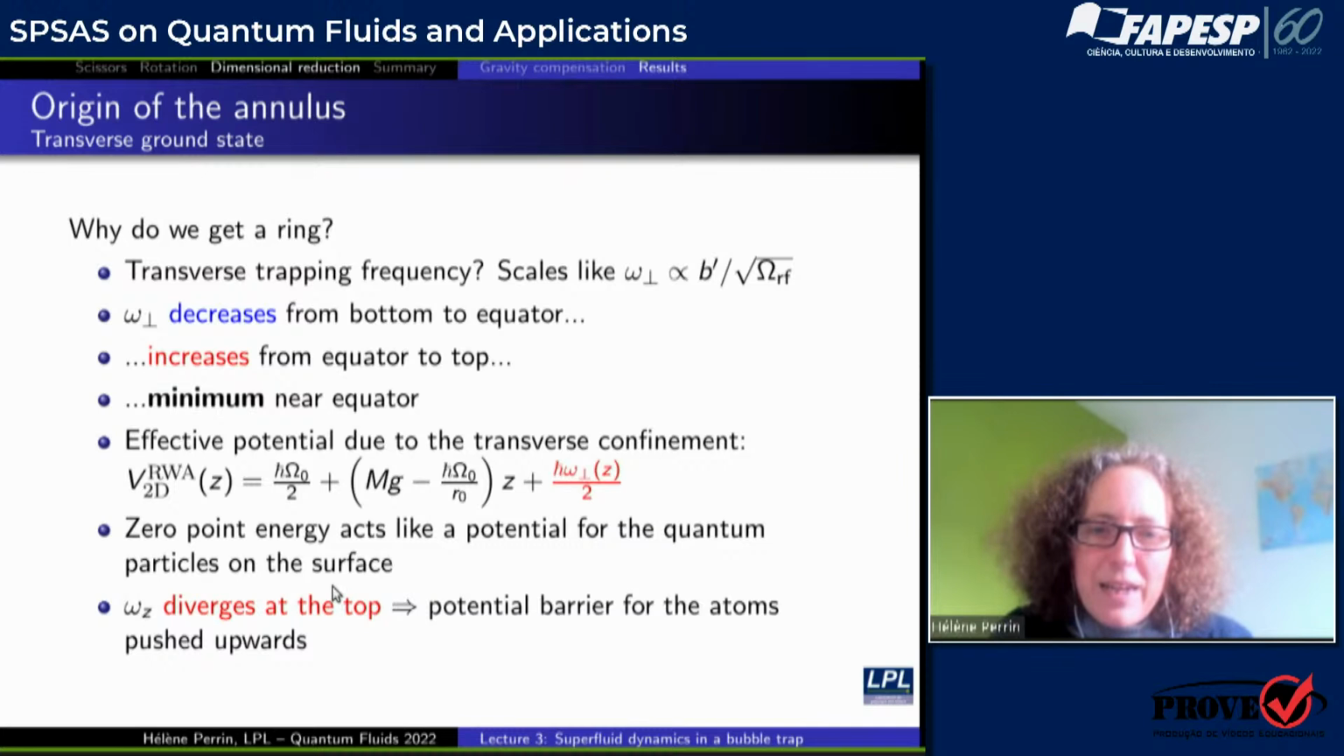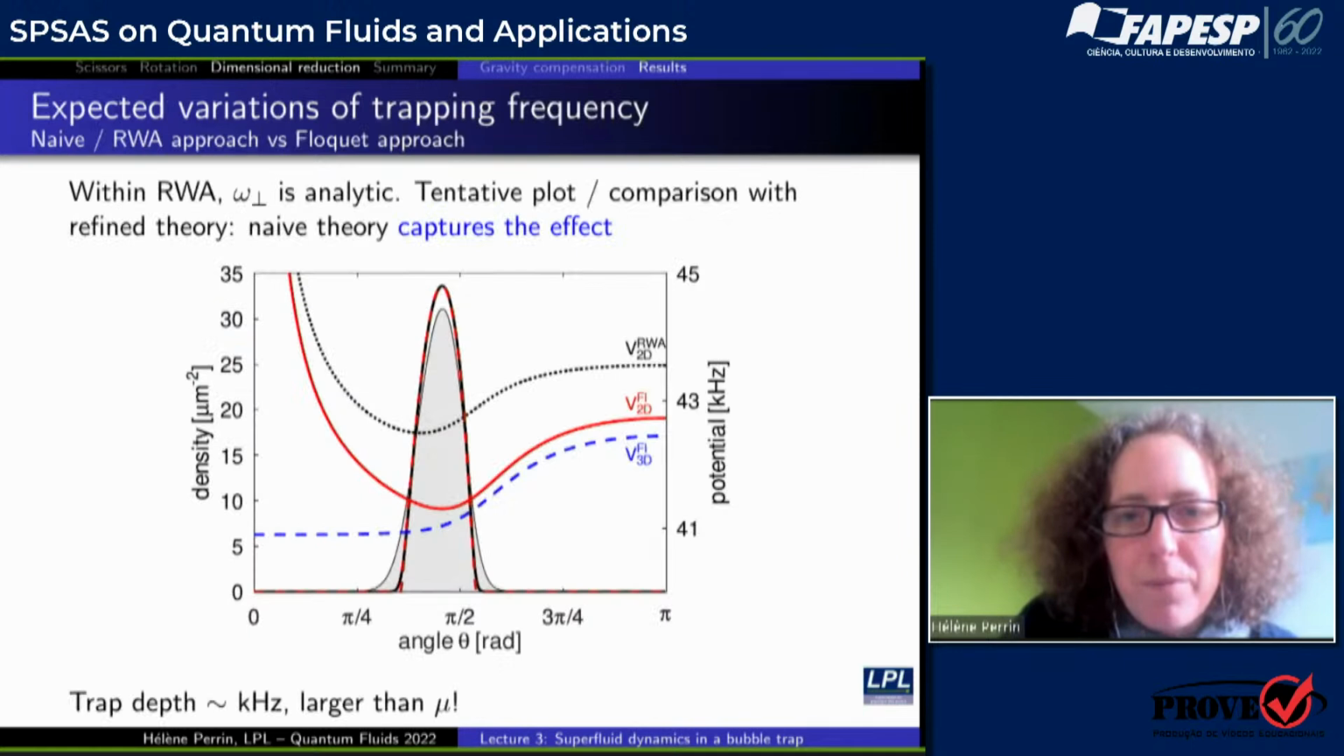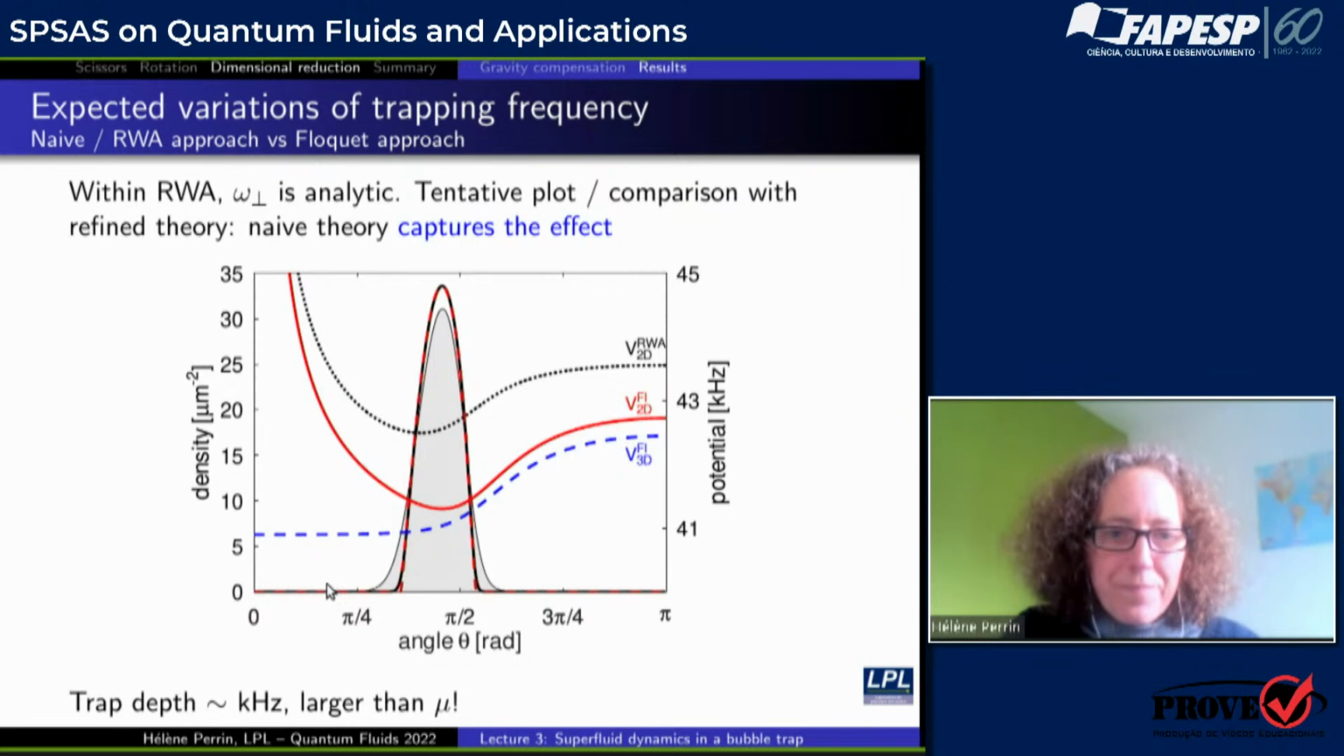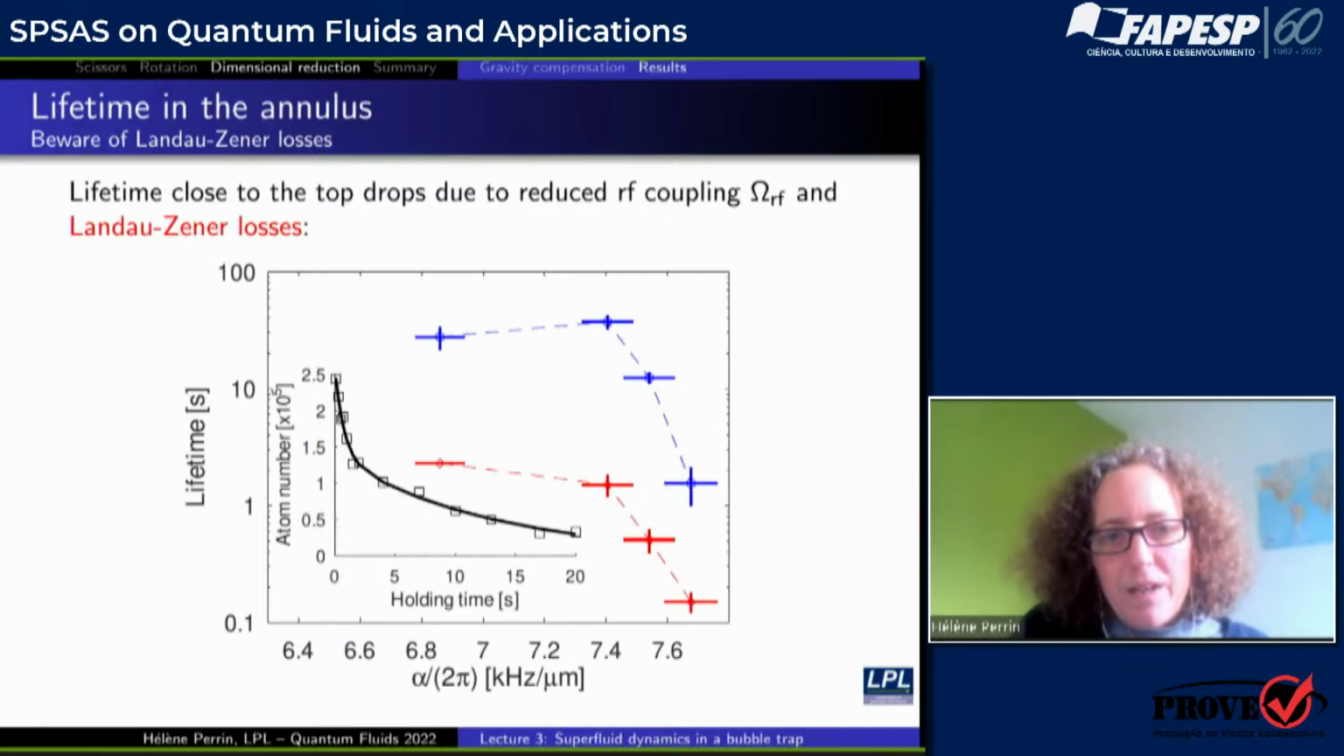And as the coupling is zero at the top, it means that the trapping frequency, which scales like 1/√ of the coupling, diverges and provides a very big barrier, which prevents the atom from reaching the top. So if I look at what I expect taking into account this effect, this is as a function of the angle around the bubble. This is the top, this is the bottom. And so I expect to have a minimum around the equator with a big barrier preventing the atoms from reaching the top. So inside this kind of ring, we still have long lifetimes for the atoms, like a few seconds.